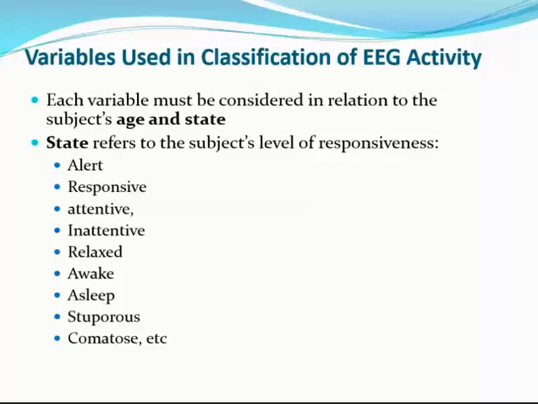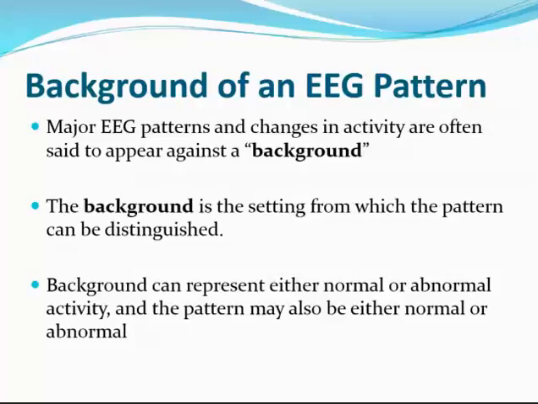They may be alert, responsive, attentive, inattentive, relaxed, awake, asleep, stuporous, or comatose. All these issues you want to include in your description: this is what the EEG shows, this is the age of the patient, and this is the state in which they were when the EEG was taken.